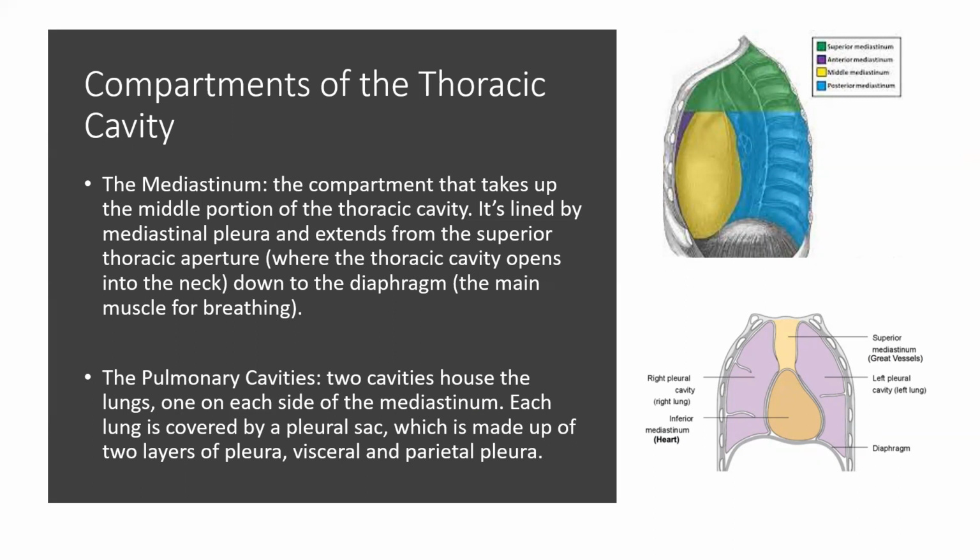Then you have your pulmonary cavity. So 2 pleural cavities house the lungs, 1 on each side of the mediastinum. Each lung is covered by a pleural sac, which is made out of 2 layers of pleura. So that's your visceral pleura, which adheres to the lungs, and your parietal pleura, which lines the cavities and is attached to the thoracic wall, the mediastinum, and the diaphragm. So you could see those pleura in here, in this diagram.